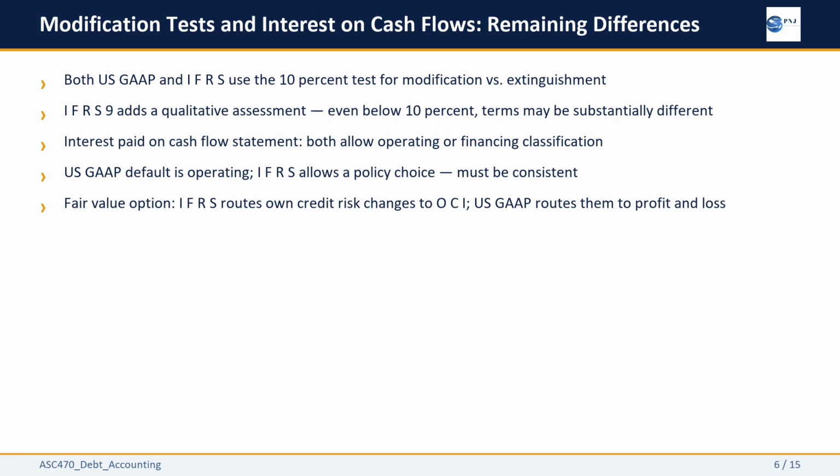On the cash flow statement, both frameworks allow interest paid to be classified as either operating or financing. US GAAP defaults to operating. Under IFRS, you make a policy choice and apply it consistently. And if you elect the fair value option, own credit risk changes go to other comprehensive income under IFRS. Under US GAAP, they go straight to profit and loss.